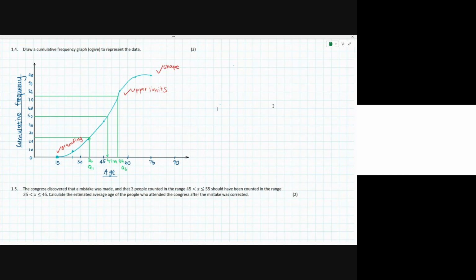So 1.5, like I said, not a hard question, but there's a lot of words and we get overwhelmed. In maths, we've trained our brains to not want words, which I think is also why finance sometimes doesn't always go well, because there are so many words. It says the Congress discovered that a mistake was made and 3 people counted in the range 45 to 55 should have been counted in the range 35 to 45. Calculate the estimated average age of the people who attended the Congress after the mistake was corrected.